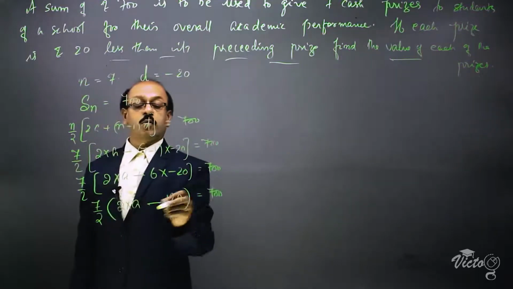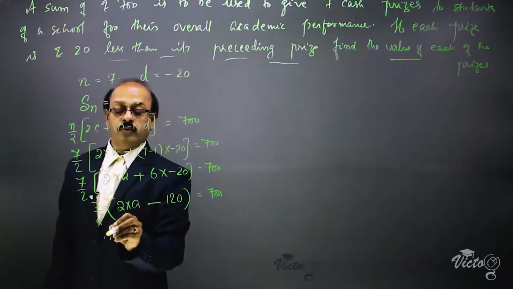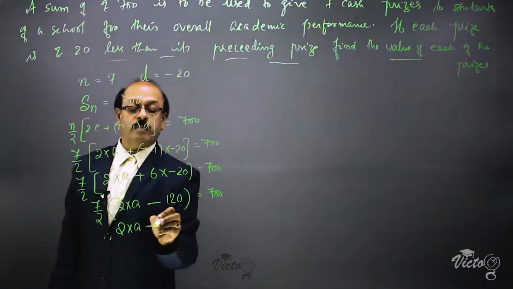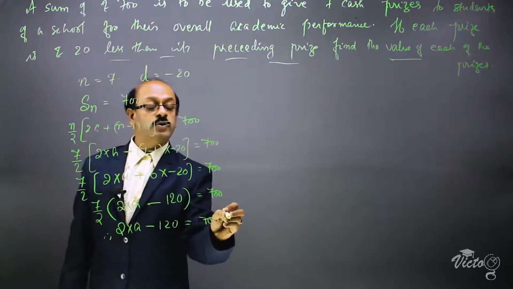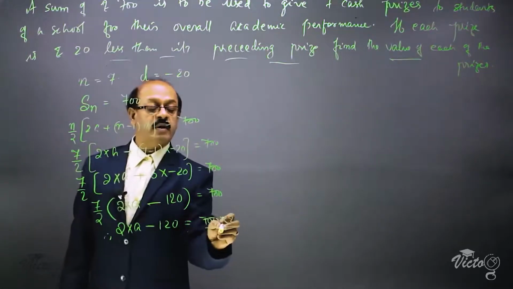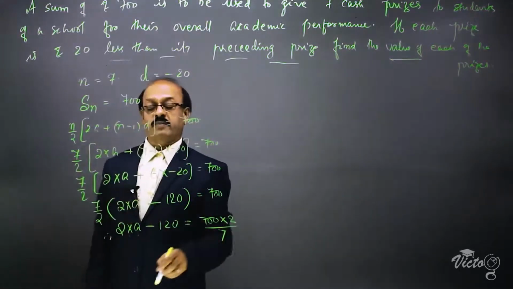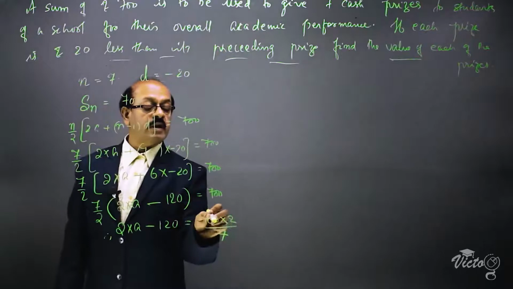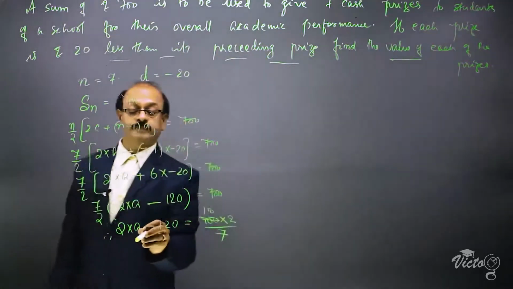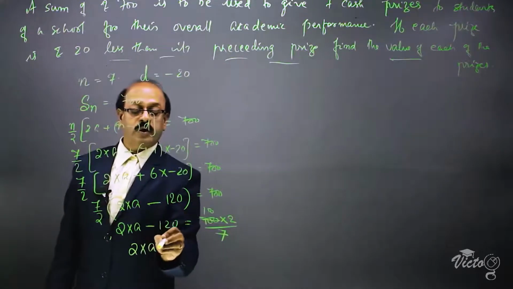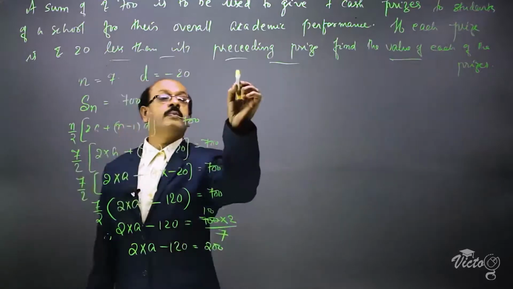Now we can cross multiply by 2 and divide by 7. Therefore 2a minus 120 is equal to 700 into 2 divided by 7. We are cross multiplying 700 into 2 and dividing by 7. Now 7 and 700 get cancelled. It is 100. 100 into 2 is 200. So 2a minus 120 is equal to 200.